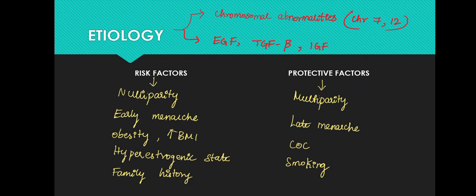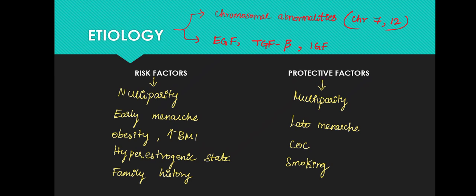Next, coming to etiology. The two main etiologies are chromosomal abnormalities like translocation in chromosomes 7 and 12, and certain growth factors like epithelial growth factor, transforming growth factor beta, and insulin-like growth factor.